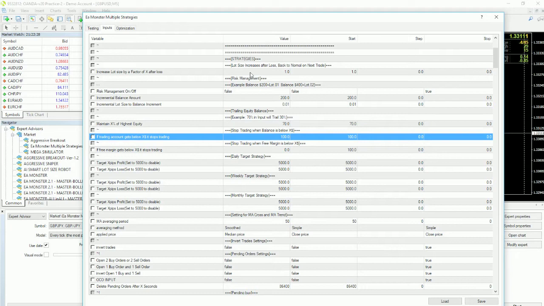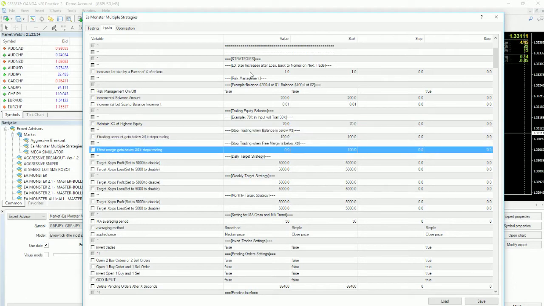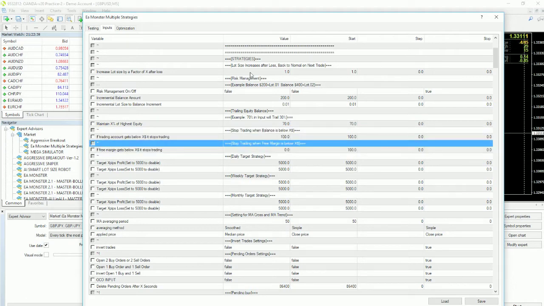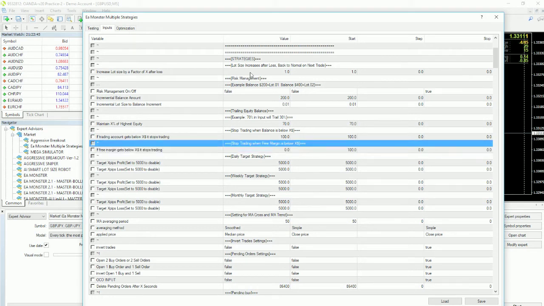Stop trading when balance is below, default is $100. Obviously, if your balance is below this amount, you will not trade. It will not open trades. Stop trading when free margin is below. This is a great feature. It's one of my favorites because it will stop triggering margin calls. This will stop triggering margin calls if you put this to something like $200.